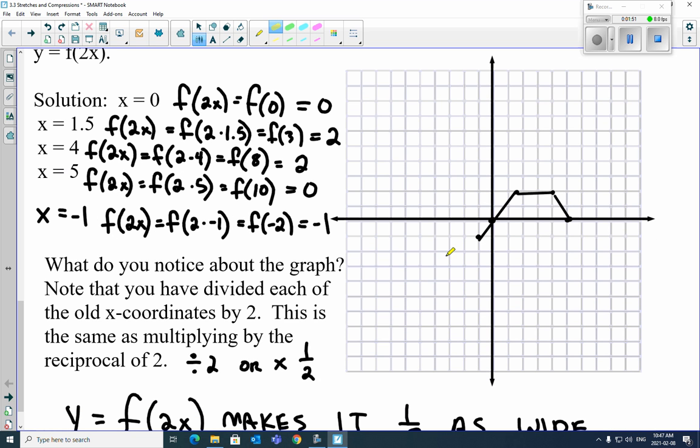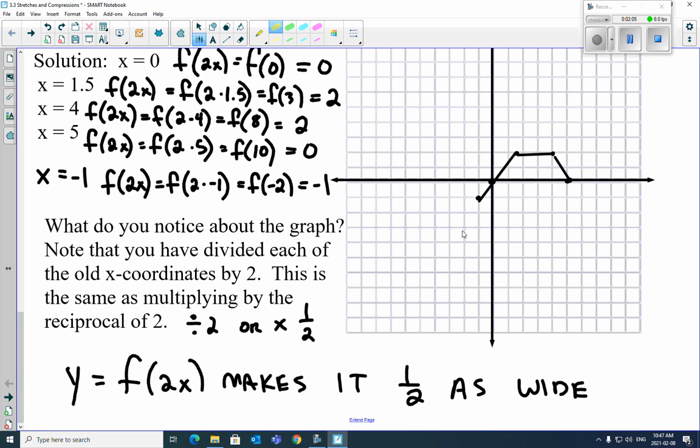So when the 2 is in here, you would normally think that it's 2 times as wide, but it's backwards. It's actually 2 times as small. So it would be like taking all the values and dividing by 2 or multiplying by a half. So for instance, y equals f of 2x makes it half as wide. Now, what would it be if y equals f of 1/2 x? That would make it 2 times as wide.